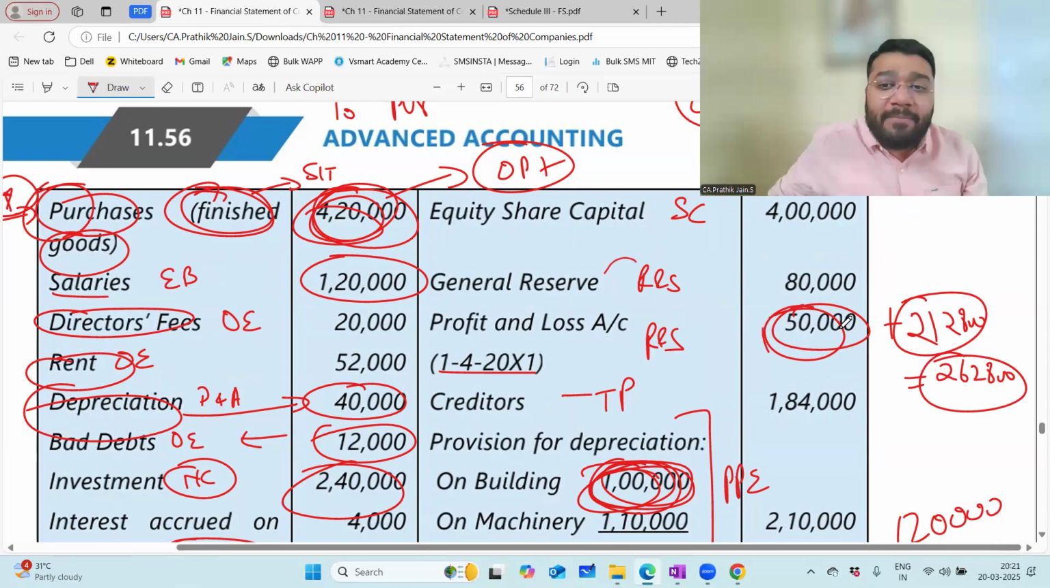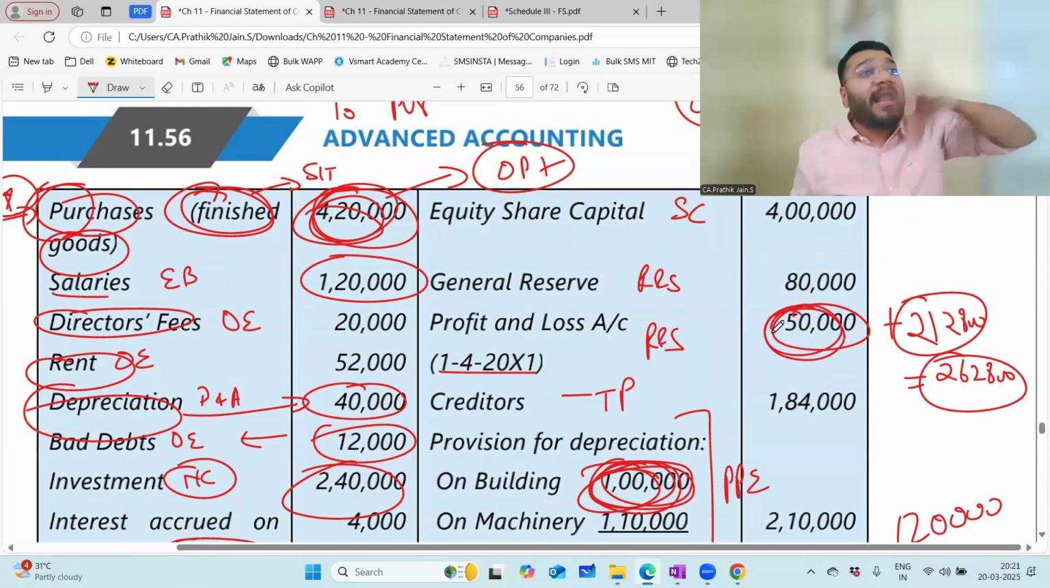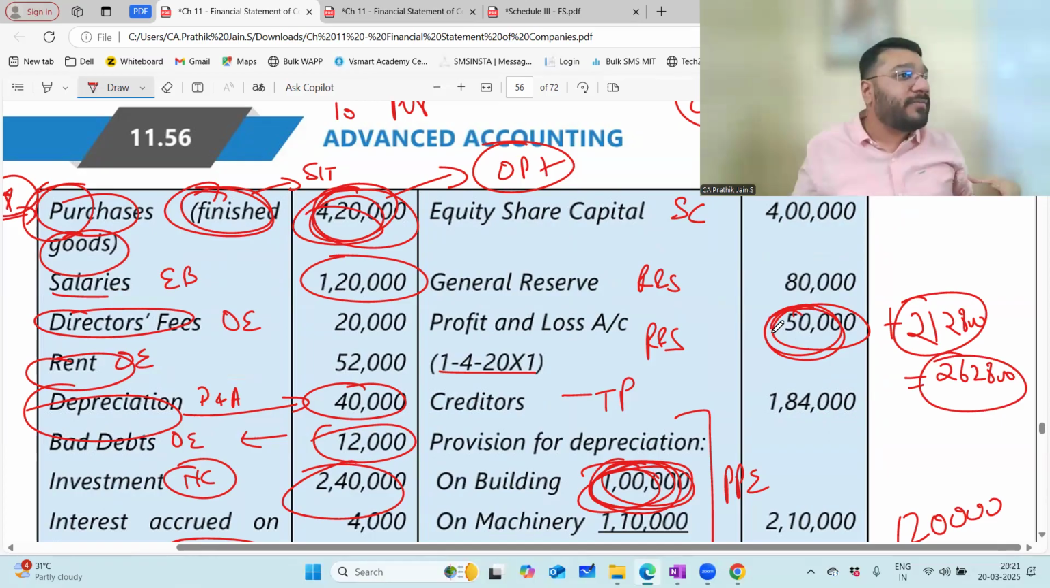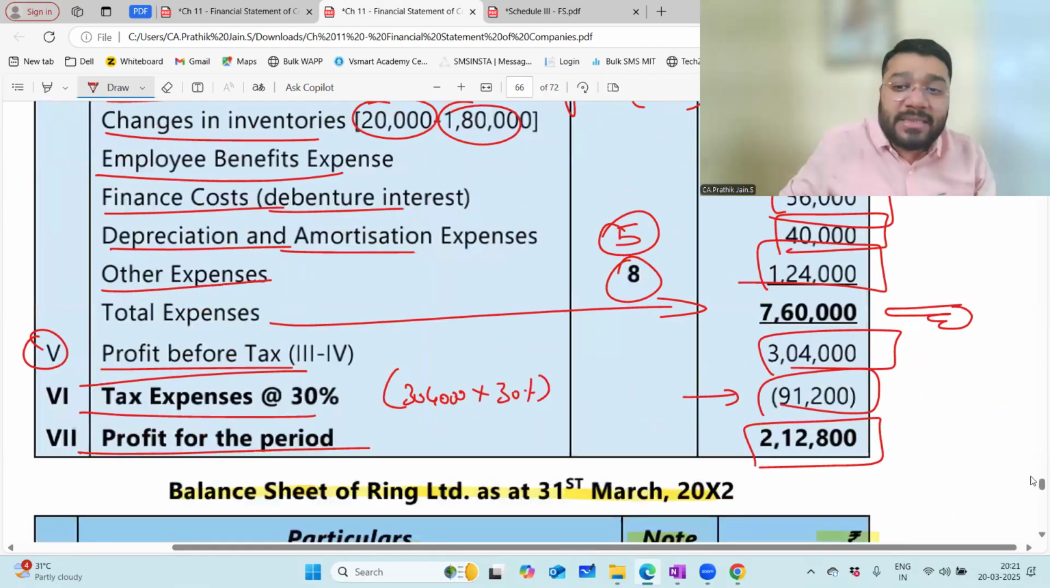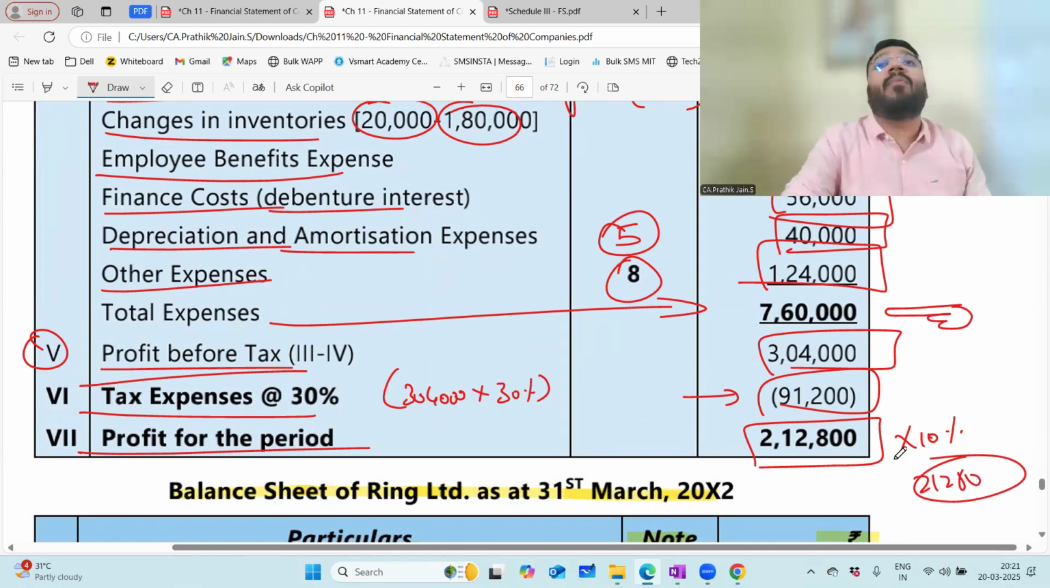Because on the opening balance, how much GR is required? Last year I have created on the opening balance. So in the current year, I should create from the savings of the current year's income. Are you able to follow? So always when a reserve is to be created, it should be out of the current year surplus. What is my current year surplus? 2,12,800. On this 10% is how much? 21,280. This is the amount you have to transfer from P&L to GR.